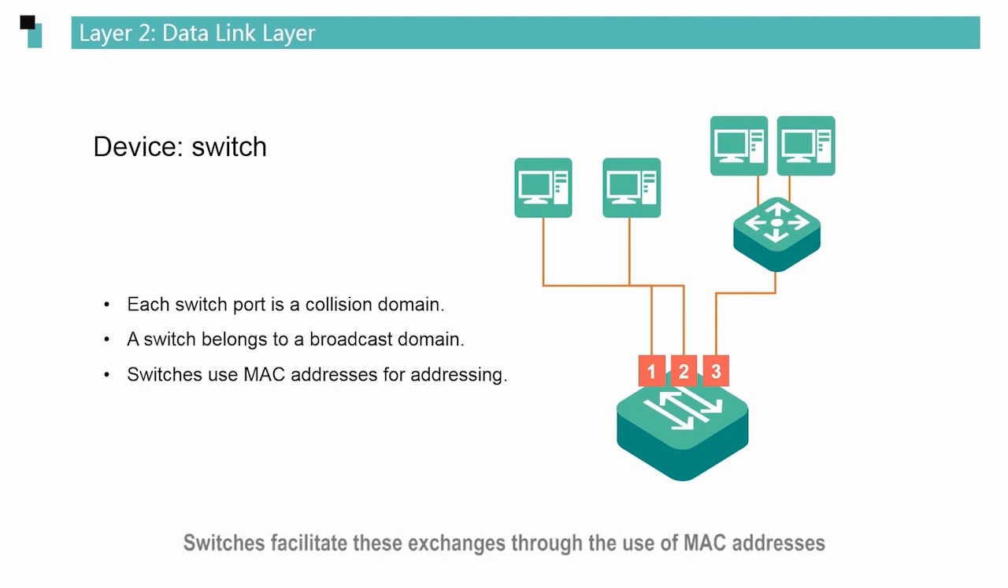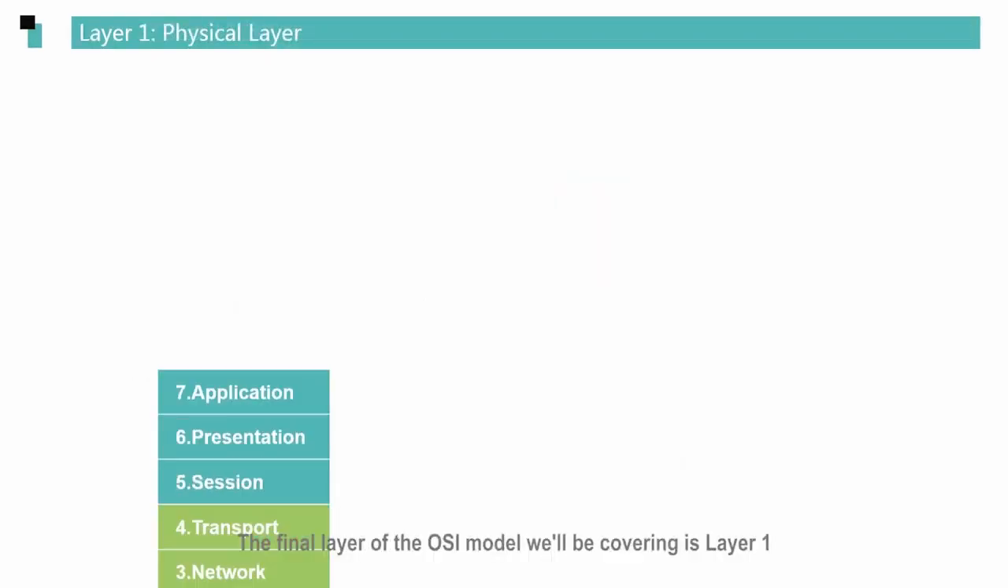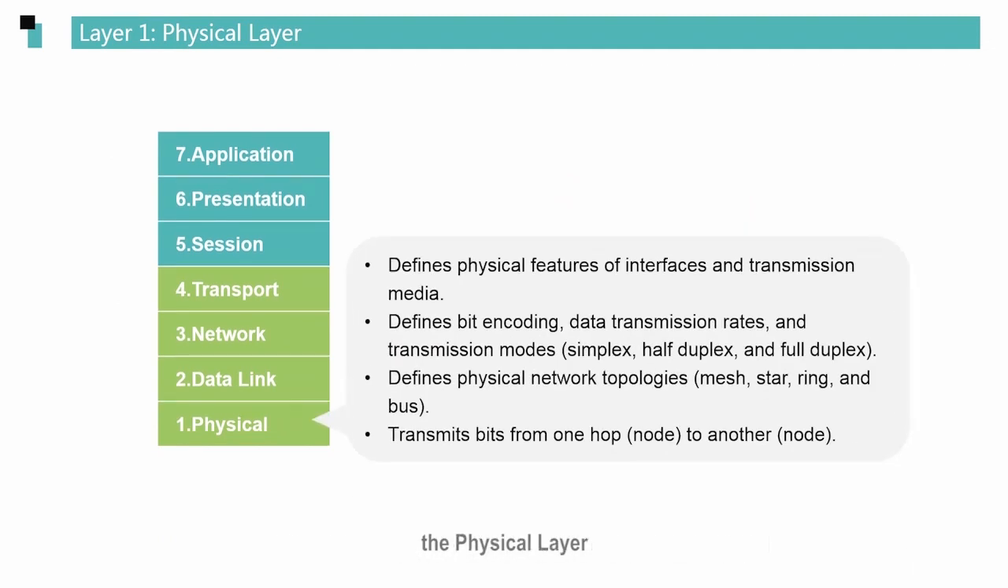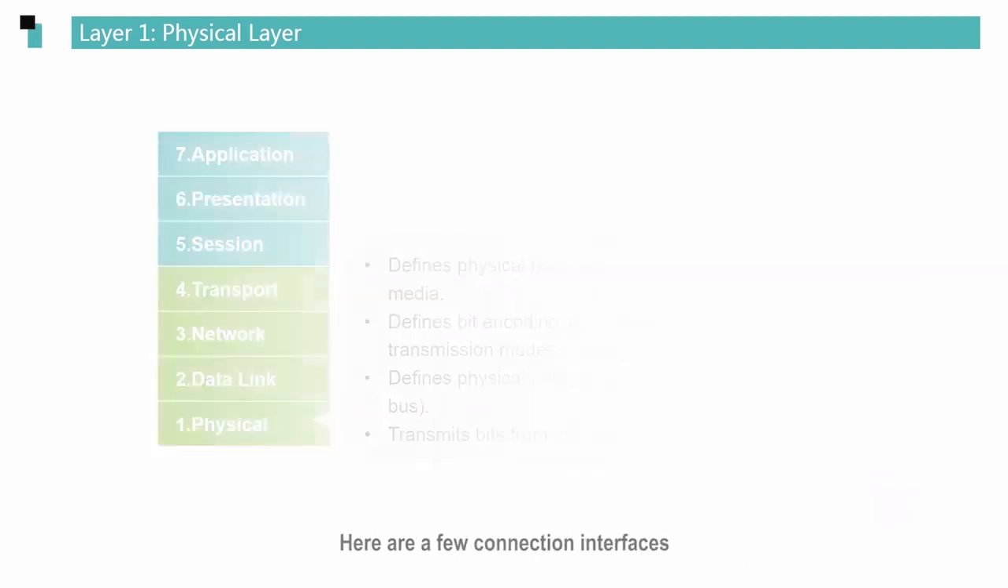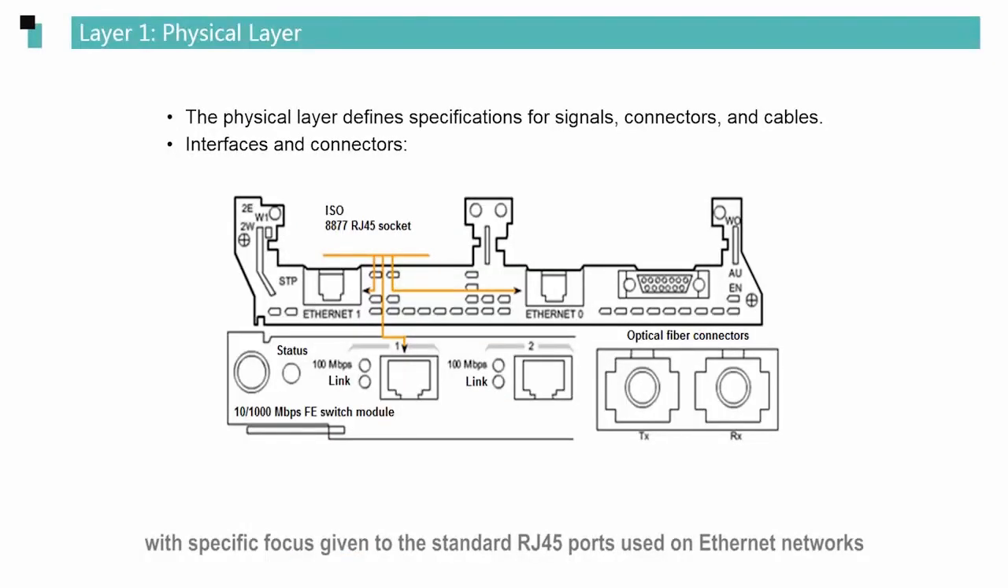Switches facilitate these exchanges through the use of MAC addresses. The final layer of the OSI model we'll be covering is Layer 1, the physical layer. This layer is typified by physical media such as cables and interfaces, and is responsible for the transfer of each individual bit from hop to hop. Here are a few connection interfaces, with specific focus given to the standard RJ45 ports used on Ethernet networks.